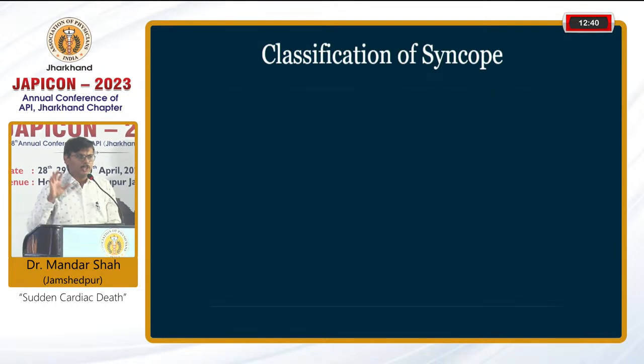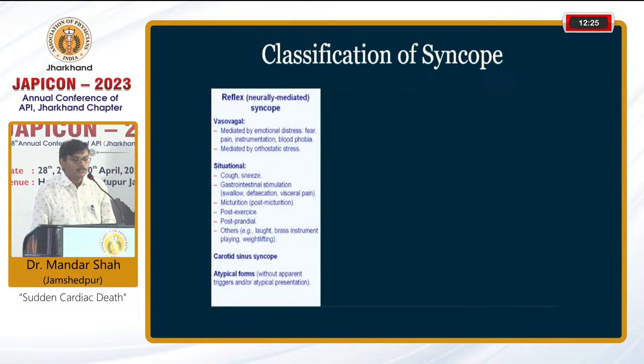But all syncope is not the same. Syncope is not one disease, one entity, as all of you know. It is just a manifestation of something underneath, and we need to know what it is. For that, we need to be able to classify syncope. The commonest cause of syncope is reflex or neurally mediated syncope, which could be vasovagal syncope, mediated by emotional stress, fear, pain, blood phobia, etc. It could be situational syncope, such as cough syncope, defecation syncope, micturition syncope, and things like that. Or neurally mediated syncope could be because of carotid sinus hypersensitivity.